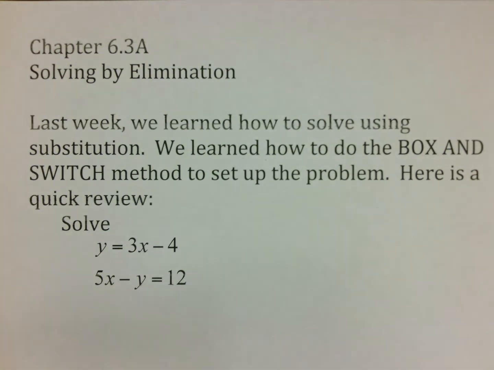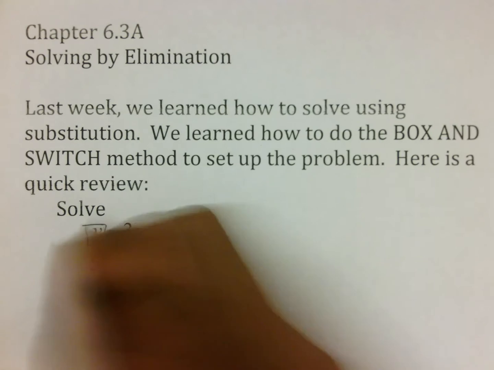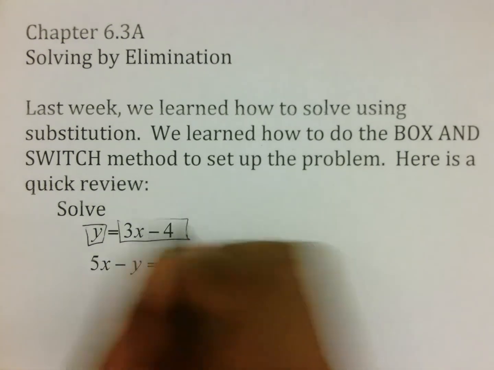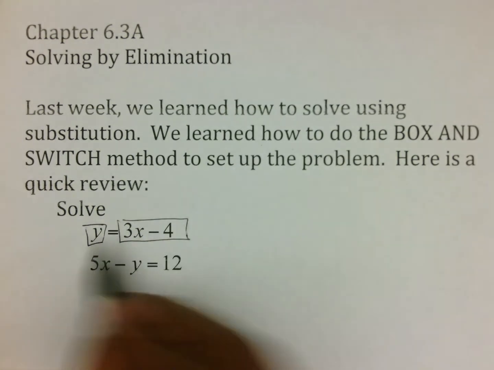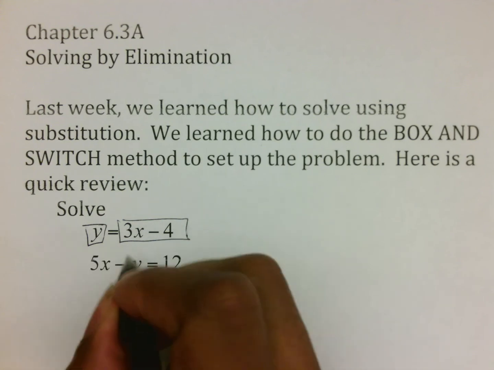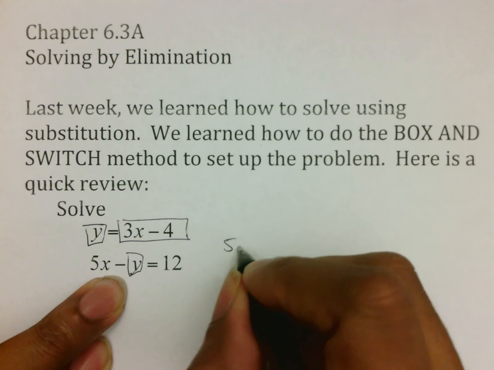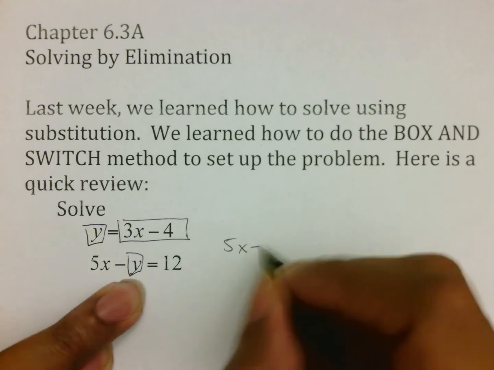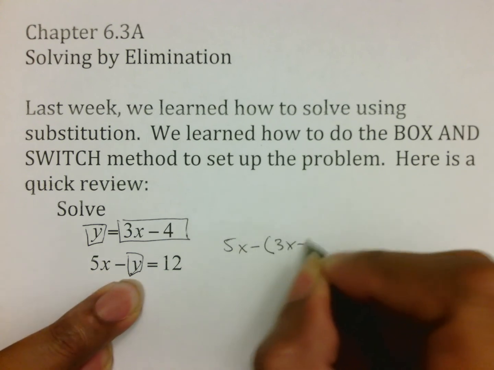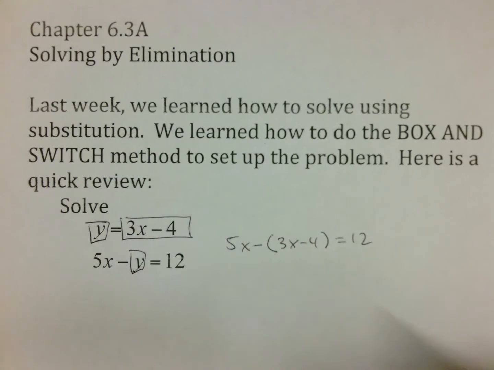Last week, though, we did learn how to solve using substitution. We learned how to do a box and switch method to set up the problem. A real quick review, just to make sure you remember: we found a variable that was by itself. We realized what that variable was equal to, so y and 3x minus 4 are both the same because of that equal sign, and then I put just the y in the parentheses. We then wrote everything in front of the parentheses, which is 5x minus. We swapped out the y for 3x minus 4, and then we put equals 12 in our last part.